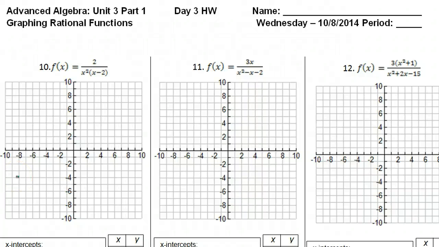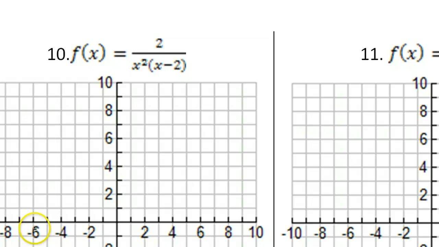All right, this is the third and final part of our lesson on graphing rational functions. Let's zoom in on number 10. I would like to find the asymptotes first.